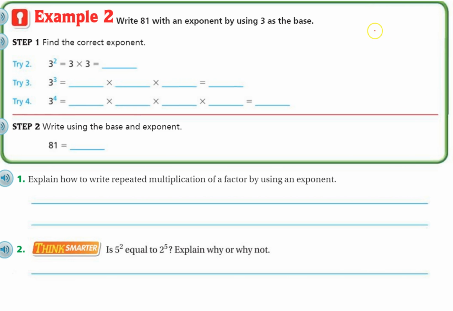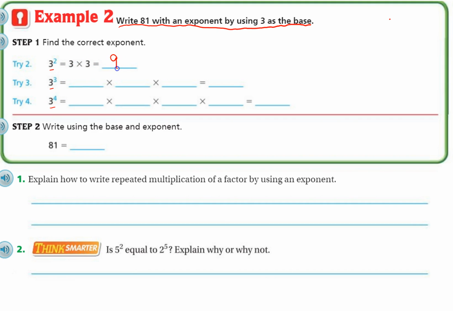there we go. Okay, still on page 262 of the Go Math textbook. Now we're going over example 2 and a couple other problems as well. So it says write 81 with an exponent by using 3 as the base. So find the correct exponent. So 3 has to be the base. So they're just doing guess and check as their strategy here.